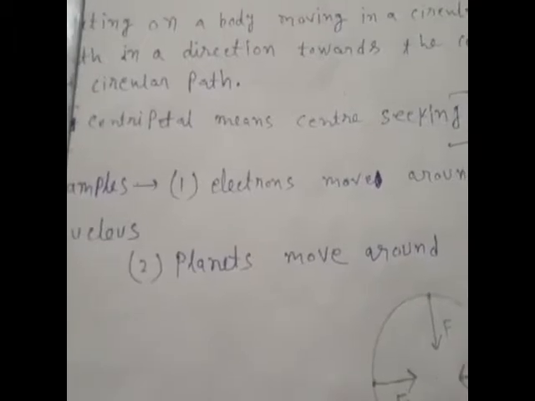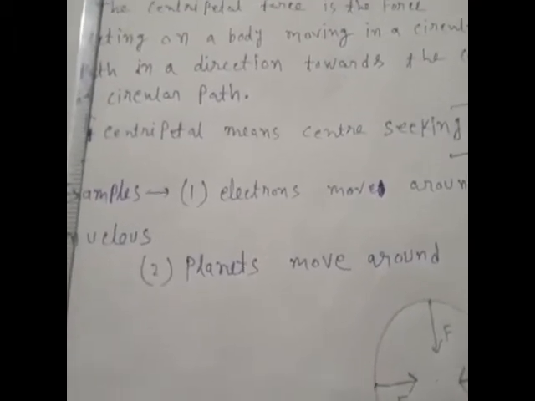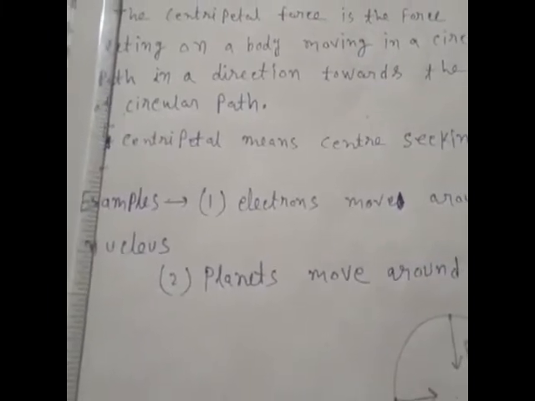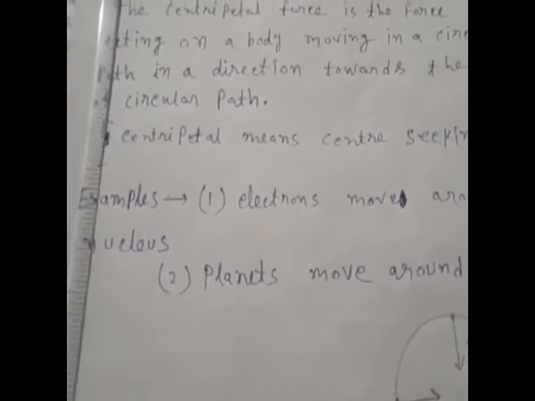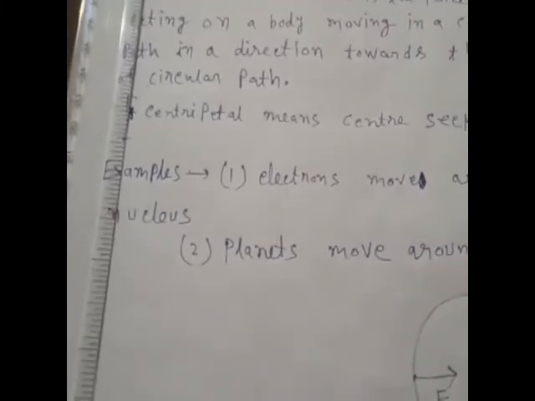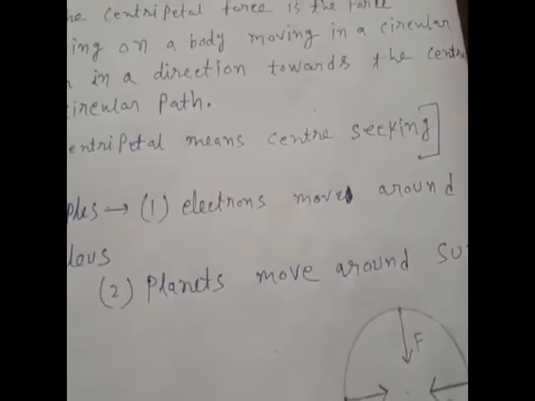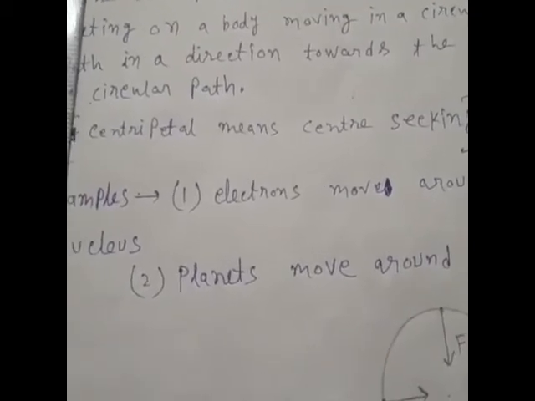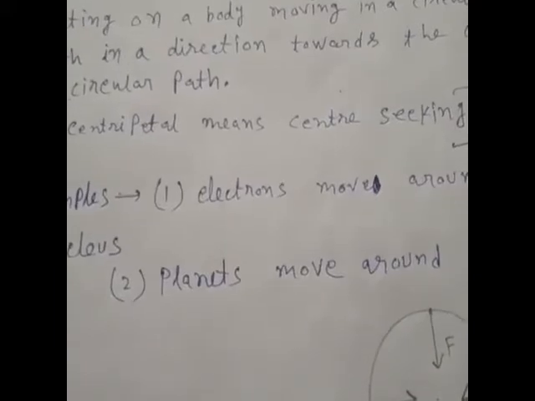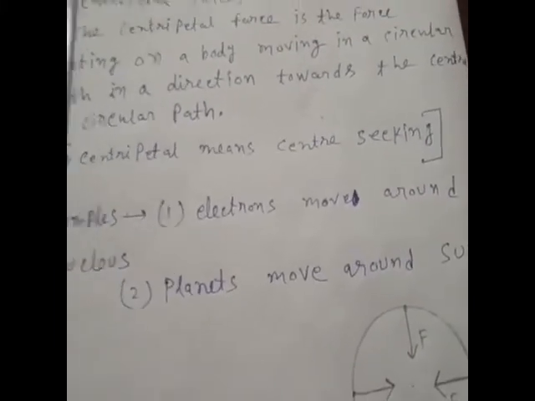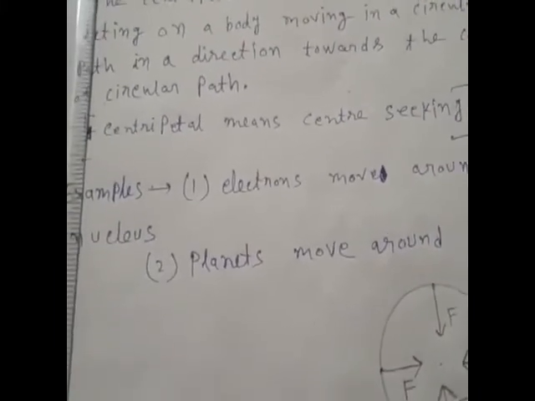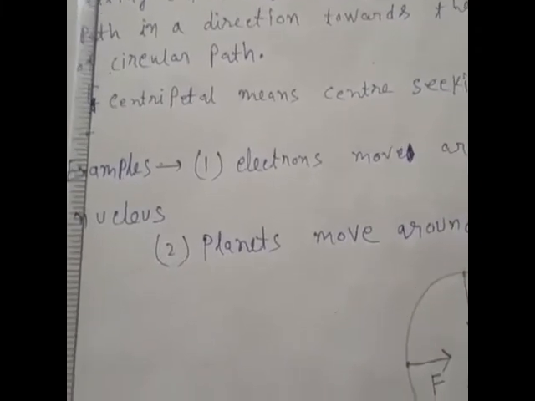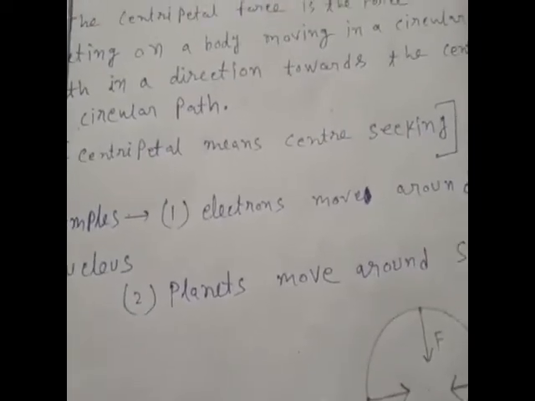And there may be another example. If a stone is tied at the end of a string and we hold the other end of the string in the hand, and we start to rotate that stone by that string, the stone executes a circular motion, uniform circular motion. In this case, the tension of the string supplies the centripetal force which helps the stone to rotate.